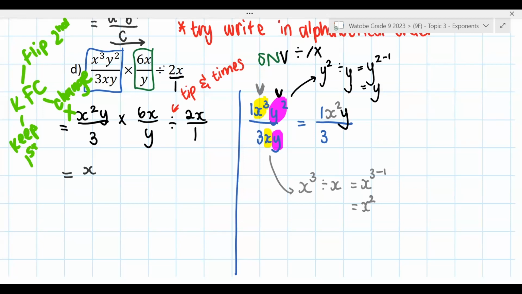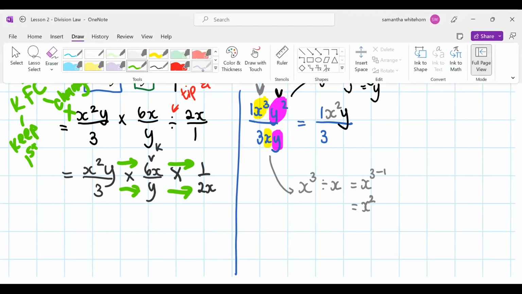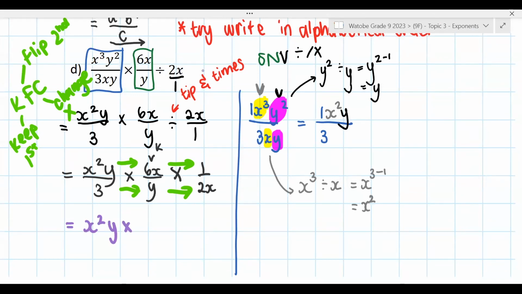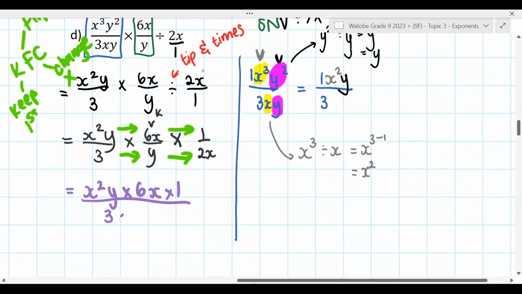So we've now got x squared y over 3 times 6x over y. So I keep my first fraction. I flip the second fraction to be 1 over 2x, and I change my sign. Right, so guys, now I can go and multiply. So I'm going to multiply all of my numerators together and all of my denominators together. So when I do that, I've got x squared y times 6x times 1 all over 3 times y times 2x.